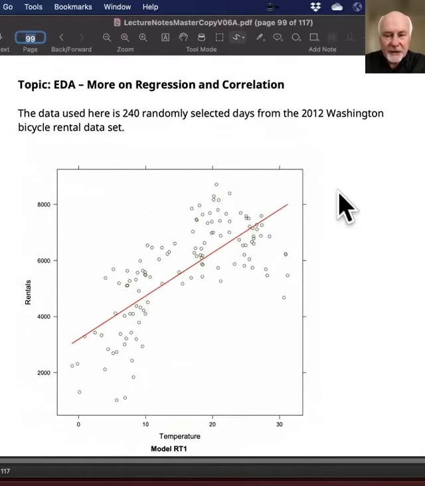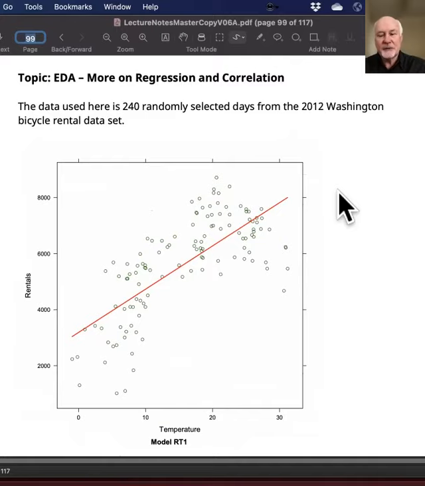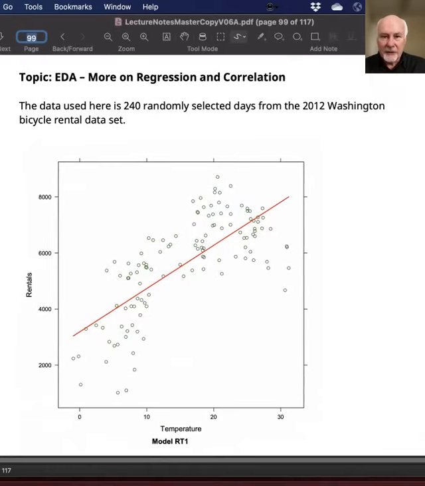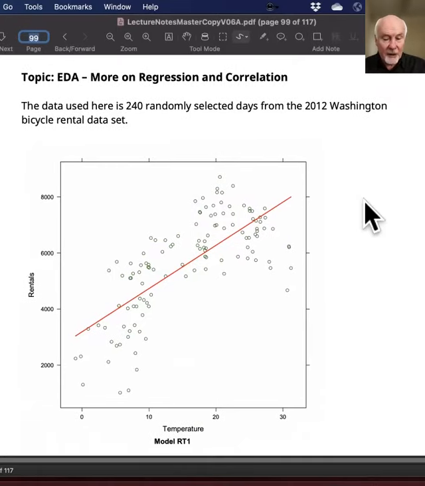So we've seen a version of this scatter plot a few times now. This is the Washington bike rental data. This is a scatter plot of the relationship between temperature, average daily temperature, which is the independent variable, and the number of bike rentals, which is the dependent variable. And this time I'm using a subset of the data I used before. So instead of the full year, I've got 365 days, I've got about 240 days that I've randomly selected, mainly so you can see what's going on a little bit more clearly.